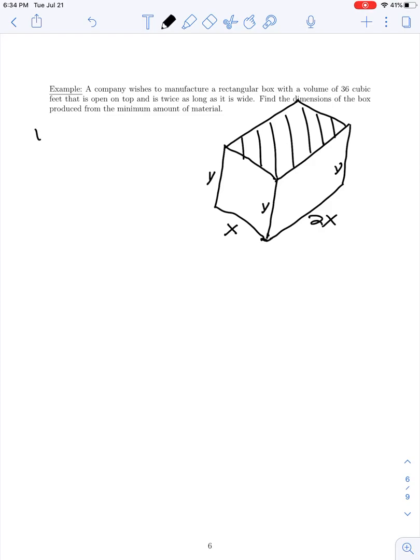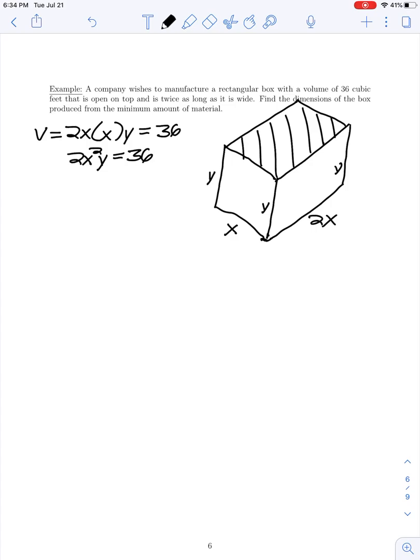So let's consider an expression for volume. The volume of a rectangular box would be the length, which is 2x, times the width, which is x, times the height, which is y. And we're told that that value needs to be 36. So in other words, 2 times x squared times y is equal to 36.